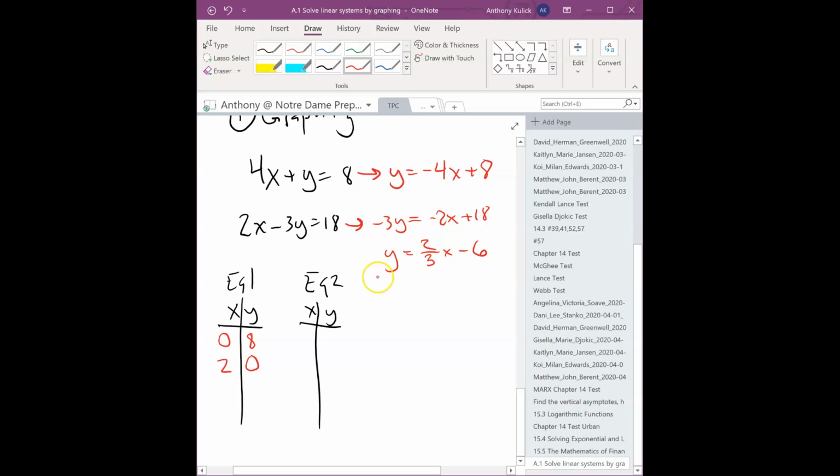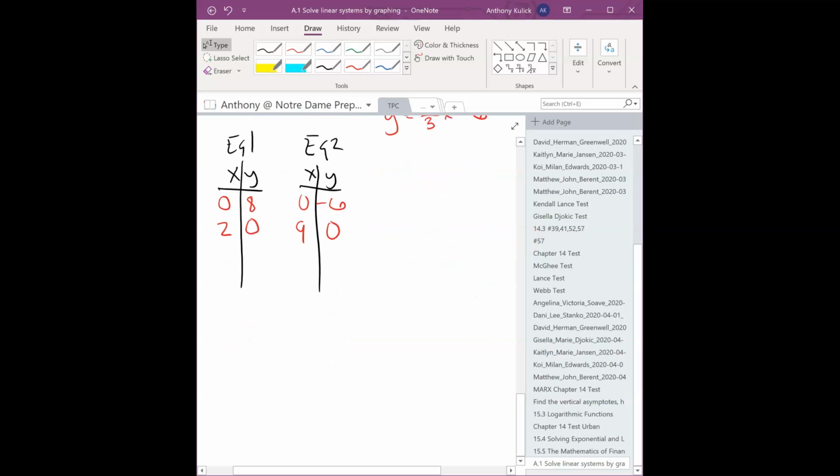Okay. For the next one, again, I'm going to pick a value for x. Let's pick 0. So when I plug that in, I get -6. And then let's say we pick 9 for x. 2/3 times 9 is 6, and 6 minus 6 is 0. Again, I'm picking my x's maybe in a weird way, but it doesn't really matter. Any 2 points will describe a line, so they don't have to be picked in any weird way. I just picked them the way I wanted to.